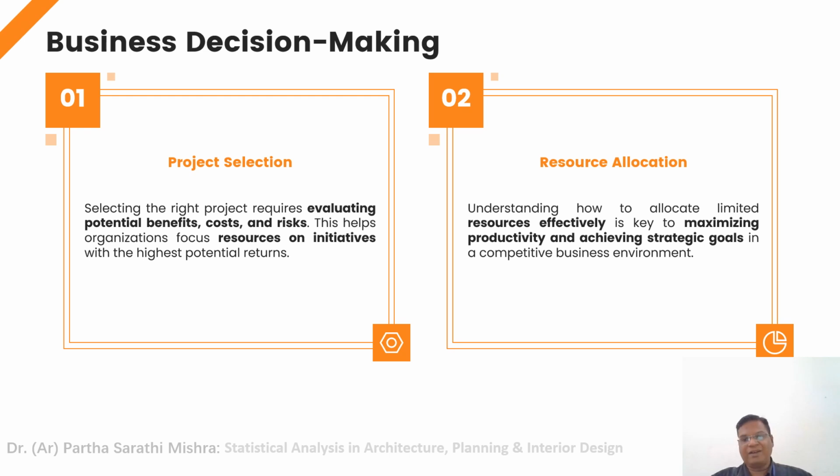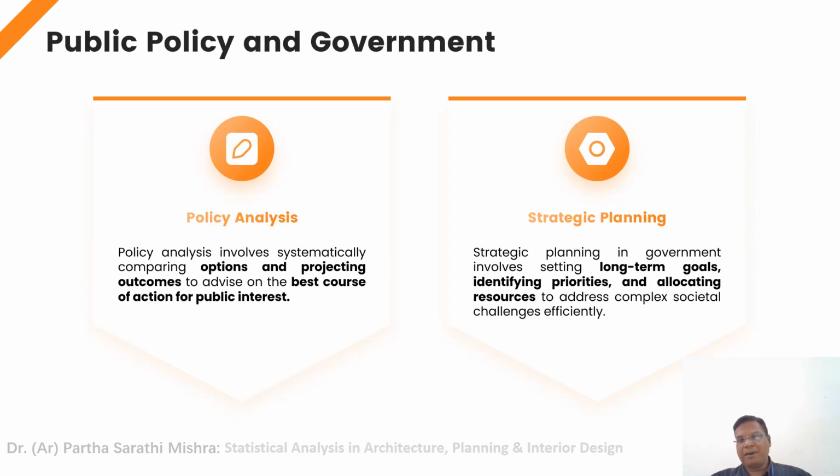So again, if we are following the same parameters with the same level of importance, can we achieve that kind of goal? That kind of analysis we can do in our analytical hierarchy process. If we go with public policy and government, what kind of things can we do? Policy analysis involves systematically comparing the options and projecting outcomes.